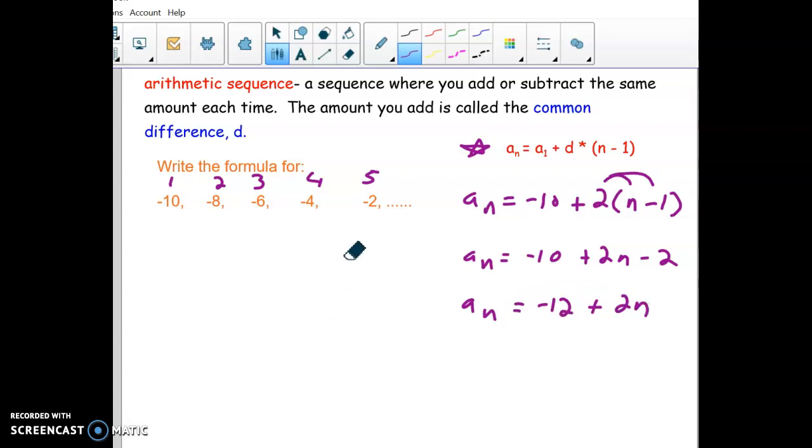We can verify that this is correct. The fifth spot should be -2. If we just put a 5 in for our position, we get 2 times 5 is 10, plus -12, which is -2. All right, so that's arithmetic sequences.